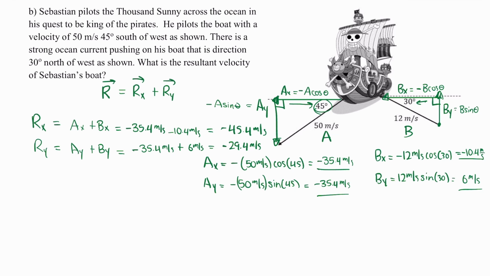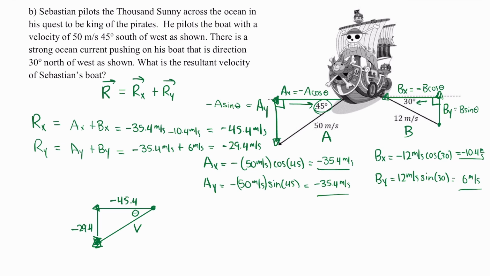I know that in the x direction, if I start from here, I'm going to go negative 45.4 horizontally. So it goes left, negative 45.4. And then it also goes downward, negative 29.4 meters per second. So the resultant velocity is going to be this one, the vector sum. I'll call it V, or we can call it R, it doesn't matter. And the angle measure will be here.